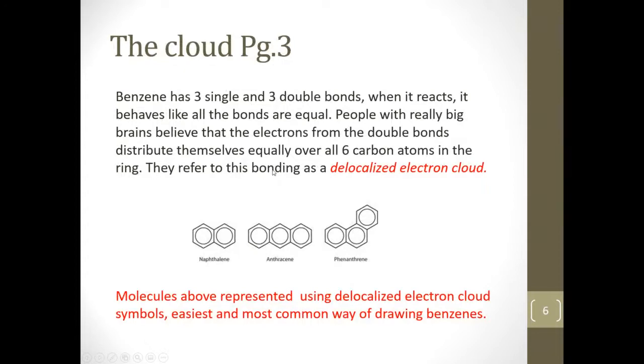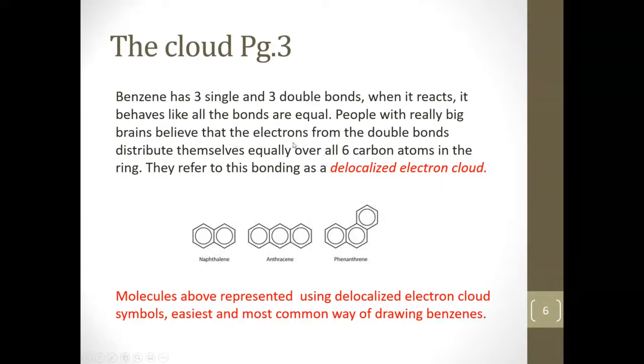Here's that cloud. Maybe we didn't mention it in the last ILM. This is a different way of drawing a benzene ring. As we saw in the previous diagram, benzene had three single bonds and three double bonds. And the theory says that when it reacts, it behaves like all these bonds are equal. And this kind of next level chemistry is as far as we're concerned, probably.